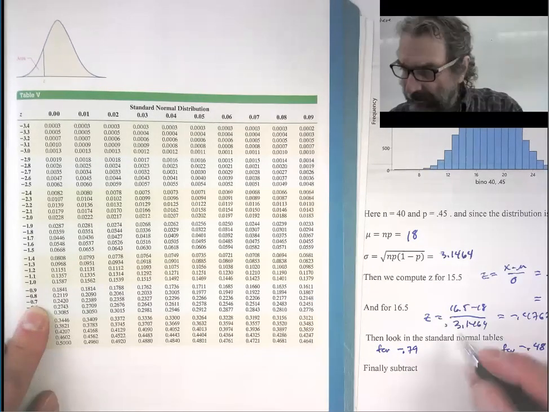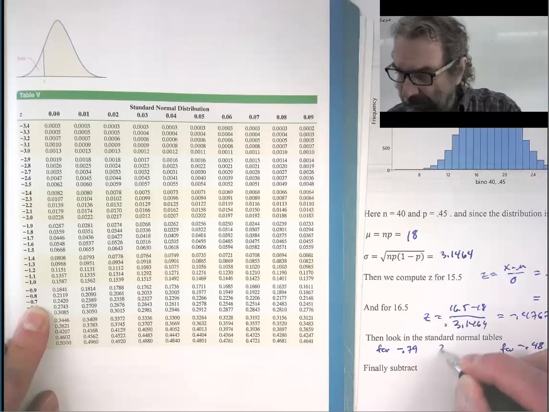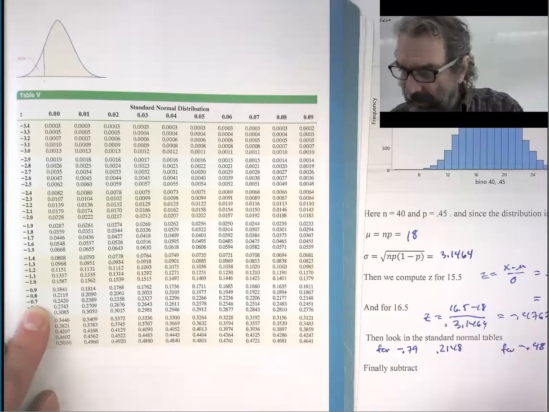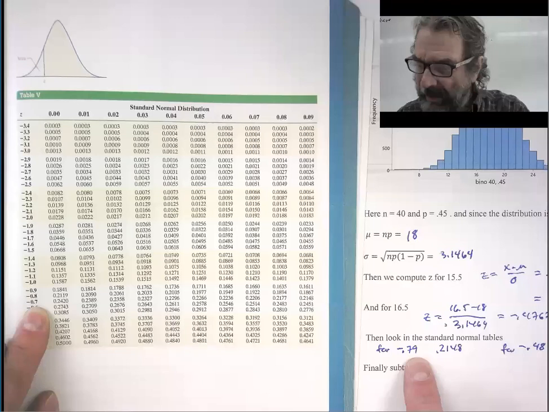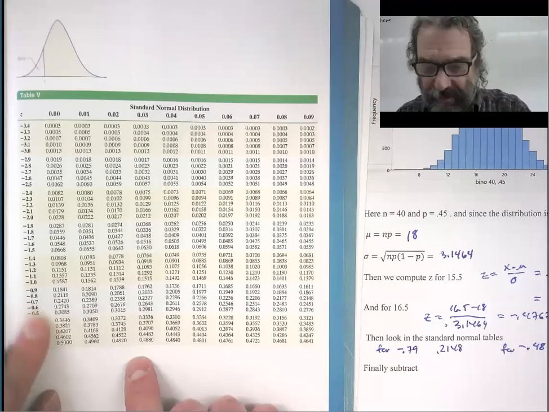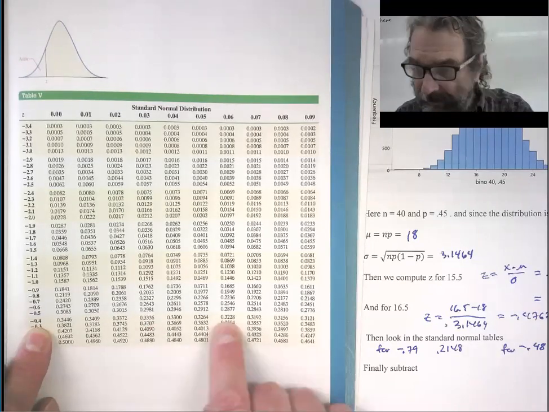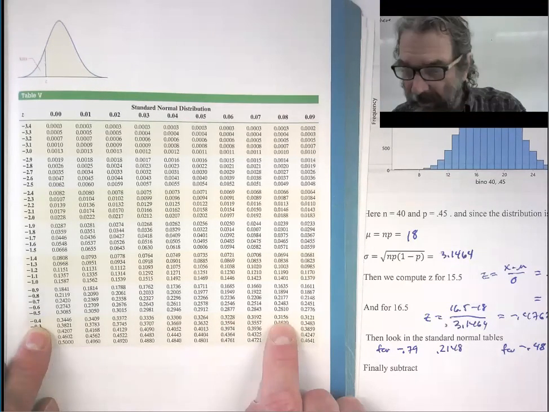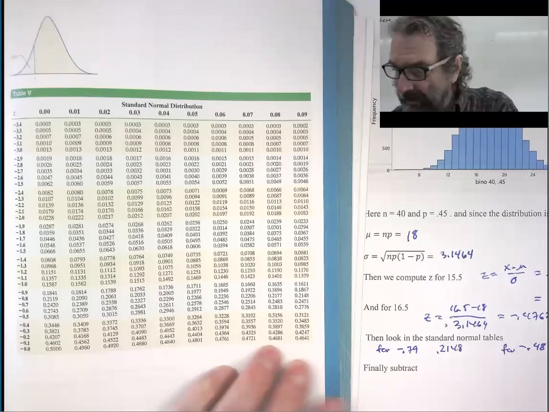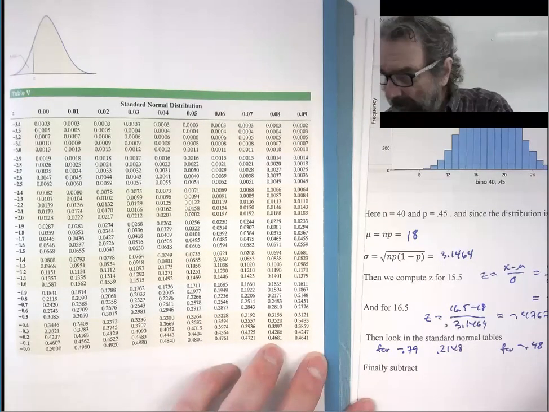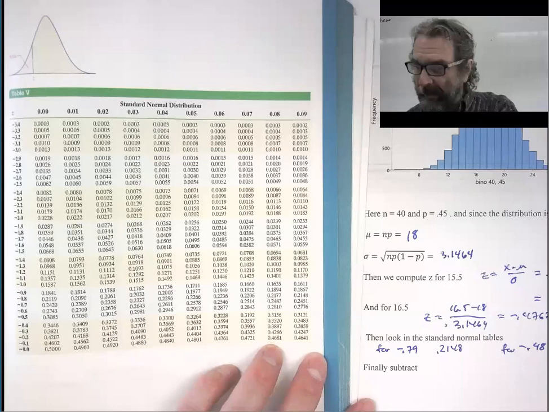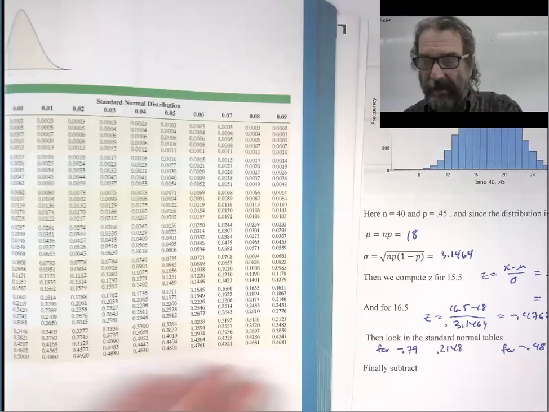2148. So that's the proportion below negative 0.79. And negative 0.48, there's 0.4. And over here to 8. Okay, 0.3156. Okay, we did that.